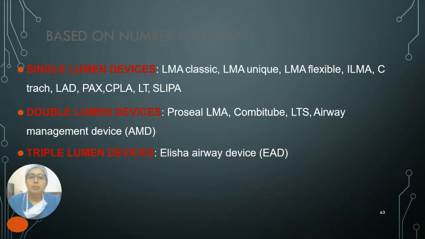Then based on the number of lumens, single lumen devices: LMA classic, Unique, intubating LMA, SLIPA. Double lumen devices: ProSeal, Combitube, laryngeal tube suction, airway management device. And triple lumen devices: Elisha airway.